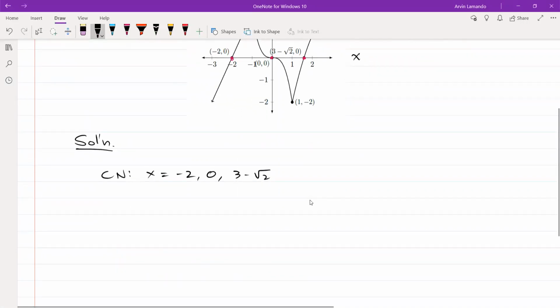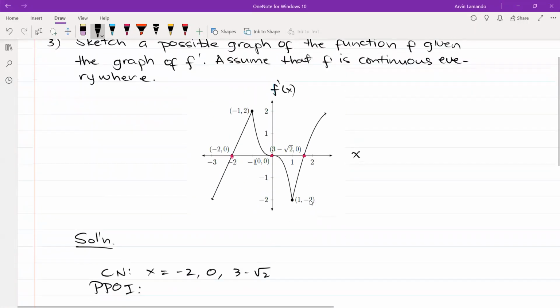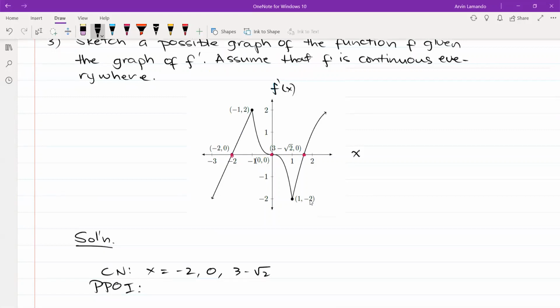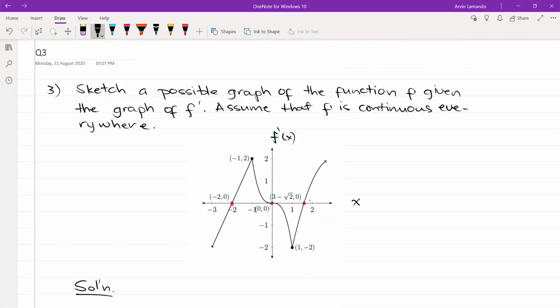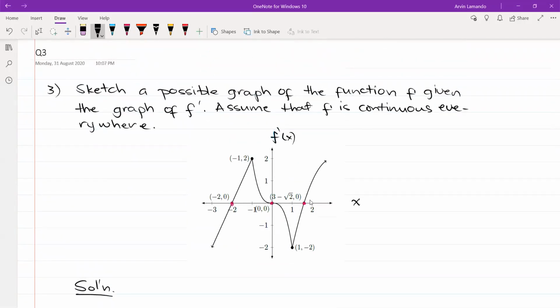Okay, so we should also look for the possible points of inflection of f. The possible points of inflection of f can be found by looking at the zeros of f double prime, or the second derivative of f, or at the points in which f double prime is undefined. For each point in the graph of f prime of x, f double prime of x is the slope of the tangent line of f prime of x.